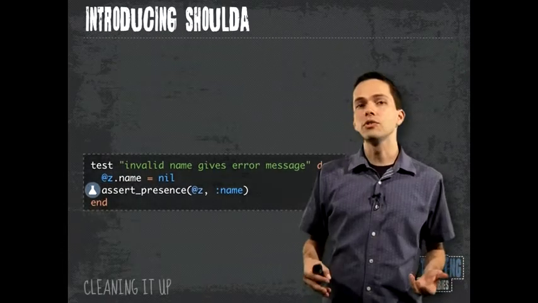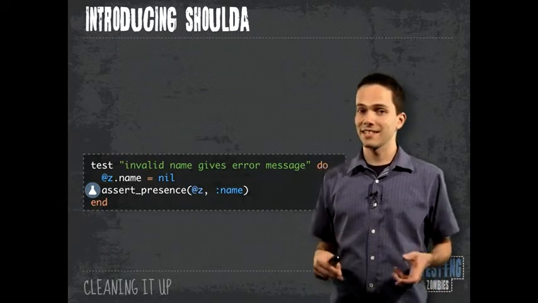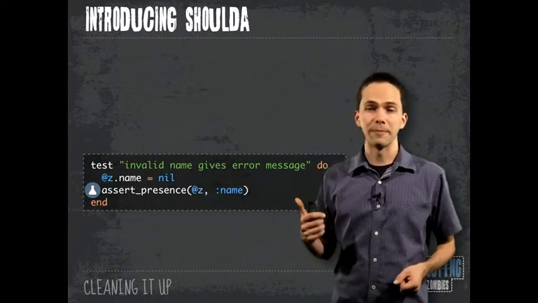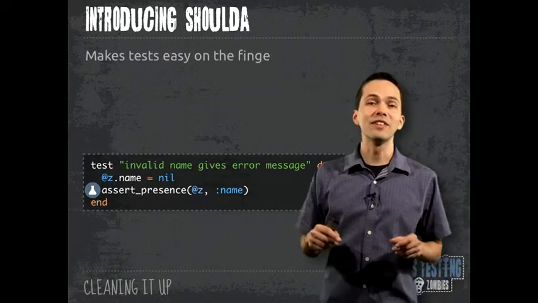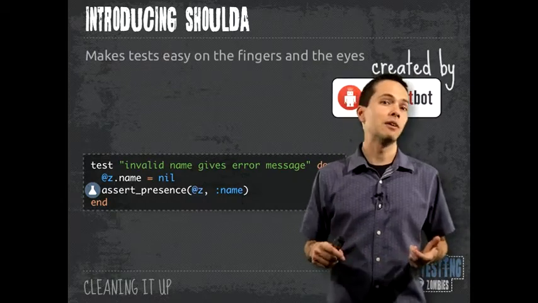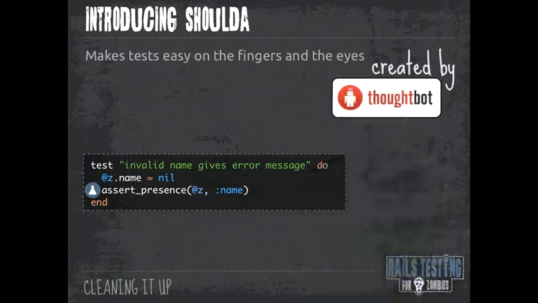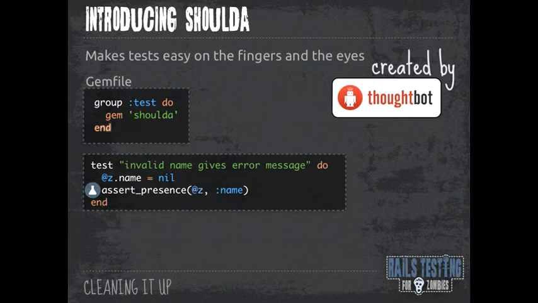Now I want to introduce you to our first external test gem called shoulda. Shoulda makes tests easy on the fingers and the eyes. It will allow us to write less code and get more done. So in order to install it in our Rails application, we simply need to add a line to our Gemfile. We only want this gem to be available in the test environment. That's why we have group :test do.